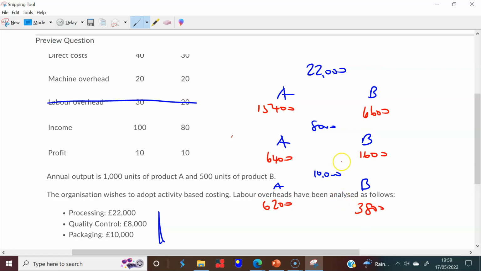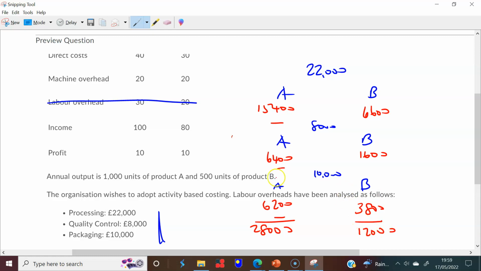So we now know the total labor, this is a better way of splitting it. This is the total labor to A, this is the total labor to B. We can just add that up in totals. So we have 15,400 plus 6,400 plus 6,200, so we have 28,000 to A. And then on this side, we have 6,600 plus 1,600 plus 3,800. And that's 12,000 to B.